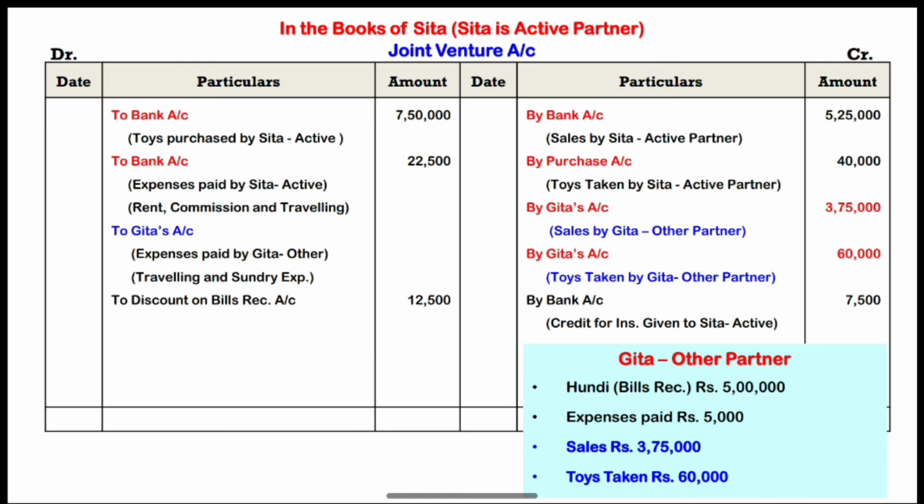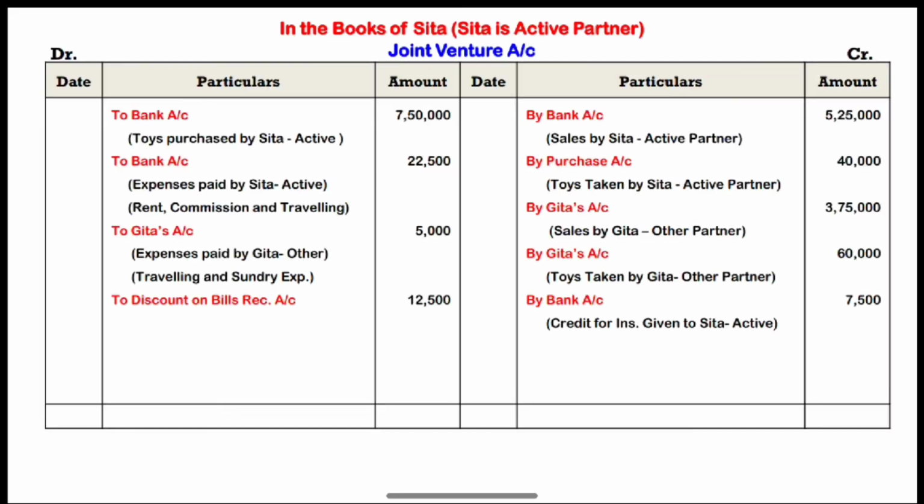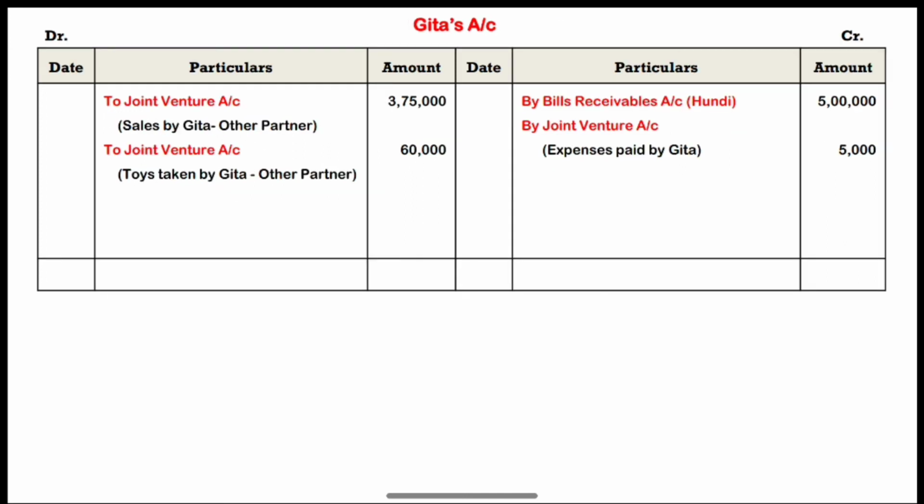Sales and toys taken, goods are going out of the business, so on the credit side of joint venture account 3,75,000 and 60,000, and on the debit side of partner, that is Gita, to joint venture account 3,75,000 and 60,000, stock taken and sales by Gita. So we have given the effect of all the transactions. Now we have to close joint venture account. We have to close Gita's account.